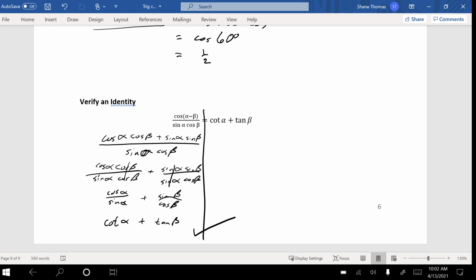Alpha and beta, they're just Greek letters, the same as theta. You could use X and Y if you really want to.